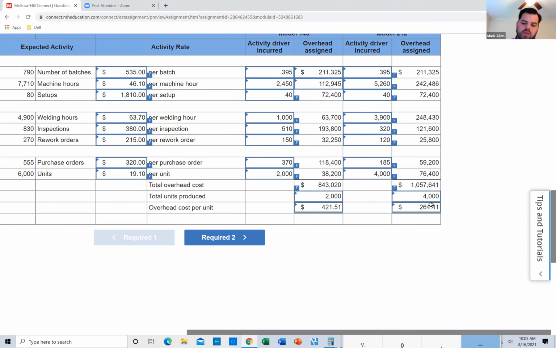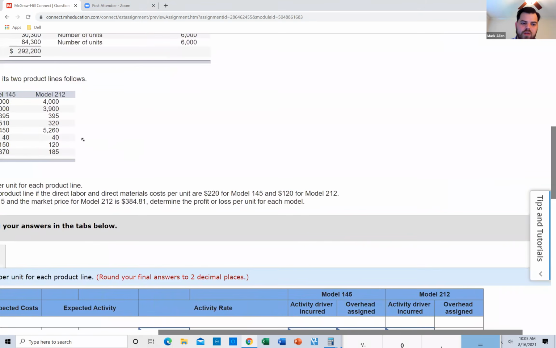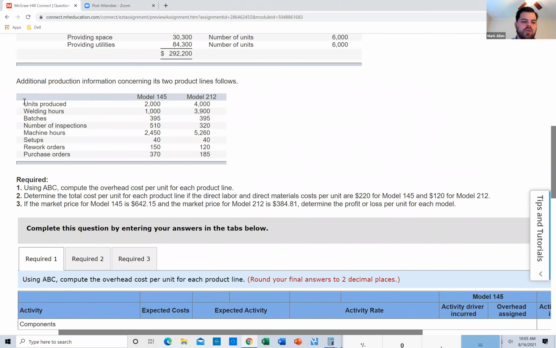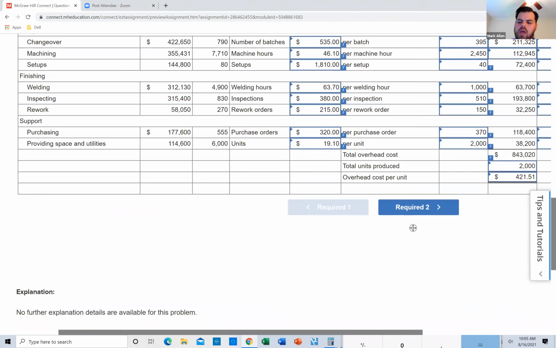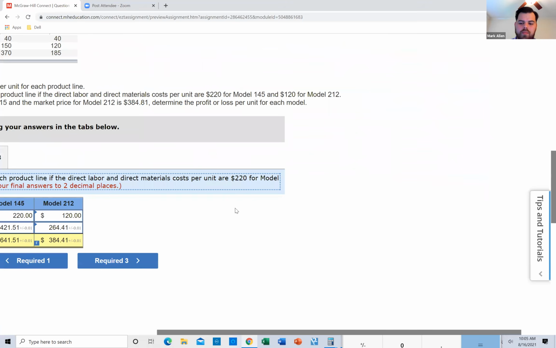We'll divide this by 2,000 and divide that by 4,000. That's the number of units produced for each. And if you want to see that, here it is, our units produced right there, 2,000 and 4,000. And then that gives me my overhead cost per unit, 421.51 and 264.41.